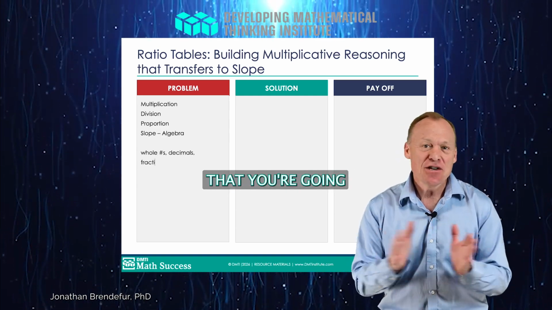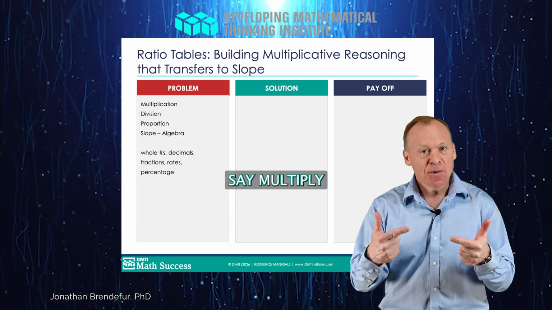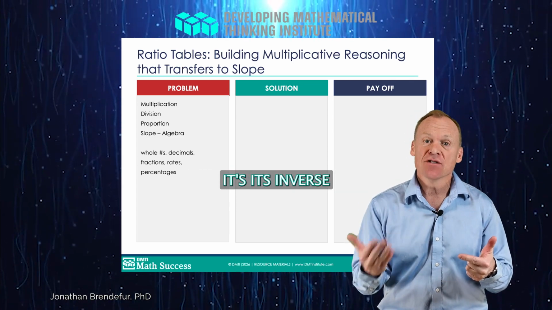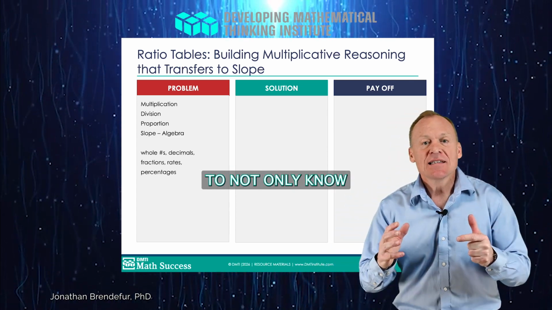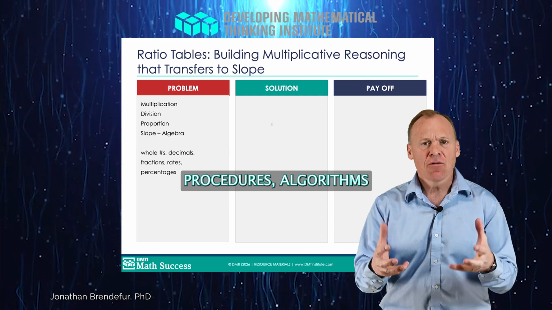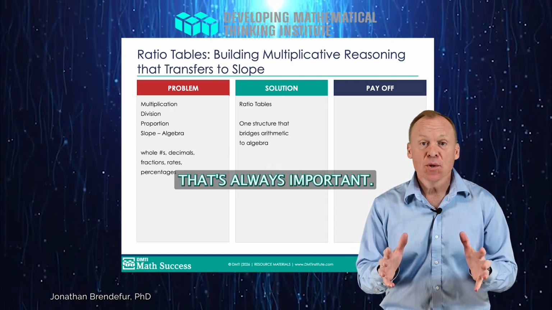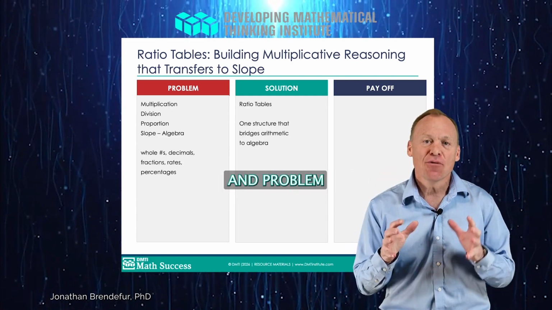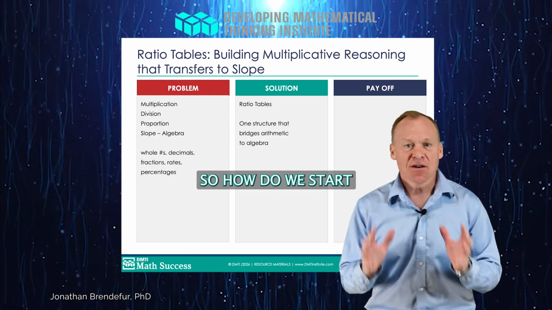So it means anything that you're going to multiply. And when you say multiply, it also means division. It's its inverse operation too. So we want kids to not only know procedures, algorithms, and facts, that's always important, but we also want them to reason and problem solve with them. So how do we start this process?